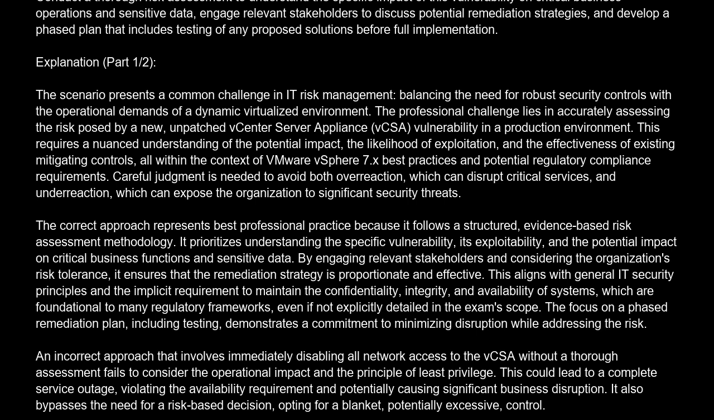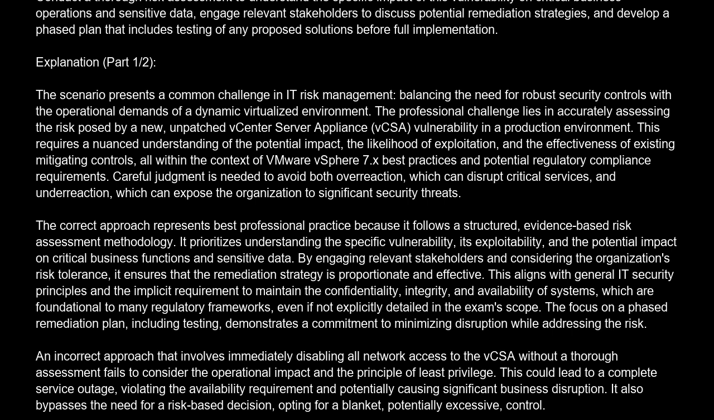An incorrect approach that involves immediately disabling all network access to the VCSA without a thorough assessment fails to consider the operational impact and the principle of least privilege. This could lead to a complete service outage, violating the availability requirement and potentially causing significant business disruption. It also bypasses the need for a risk-based decision, opting for a blanket, potentially excessive, control.